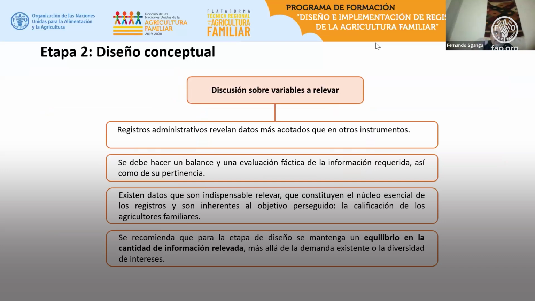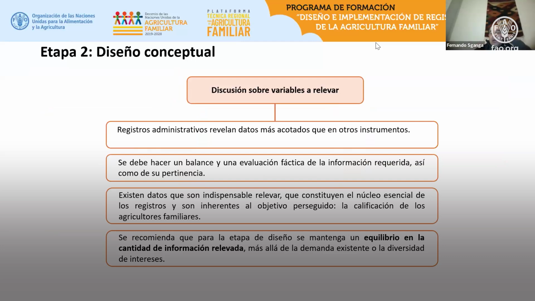This is not minor: administrative registries reveal more limited data than other instruments such as censuses. So we have to be very assertive with this. We have to be very critical with the evolution of the information.